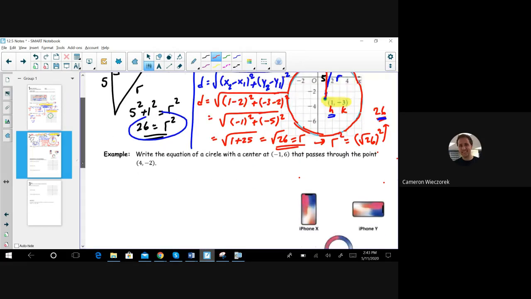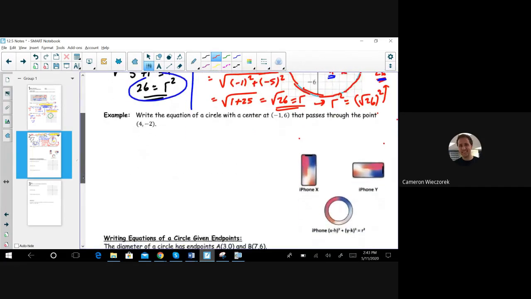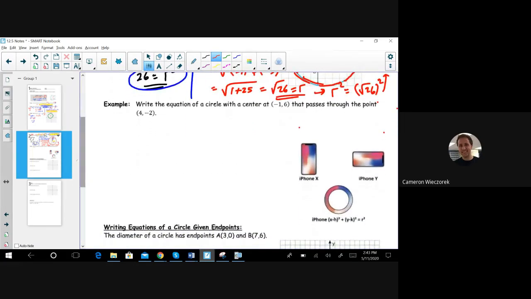So speaking of x and y, we're going to need that in this one. Write the equation of a circle with a center at (−1, 6) that passes through the point (4, −2). Passes through means it's on the circumference. That's not the center that they're giving you. What they're trying to tell you is you have a circle with a center at (−1, 6), and this point (4, −2) is on the circle. It's passing through the circle.